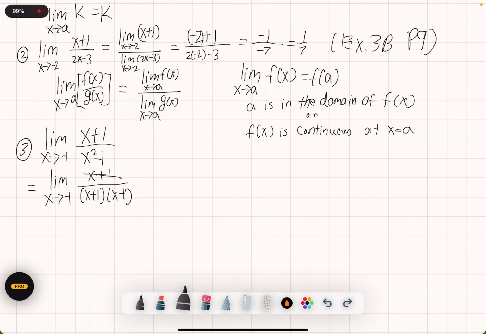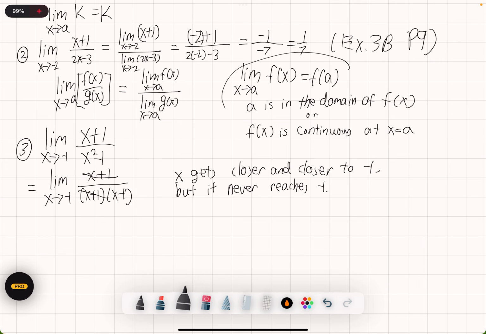Why? Because isn't negative 1 plus 1 0, so won't the denominator be 0? Well, yes, but we're looking at when x approaches negative 1. What this means is that x gets closer and closer to negative 1, but it never actually reaches negative 1.